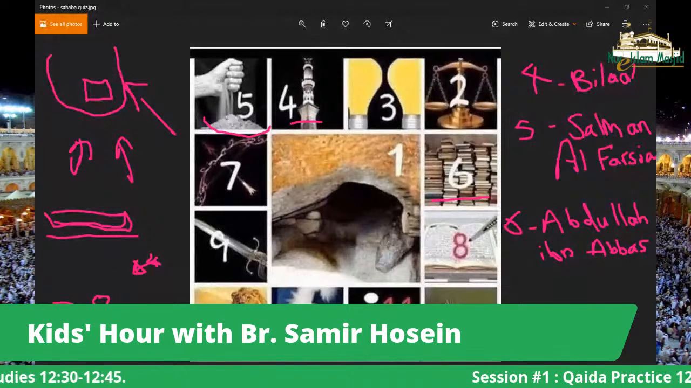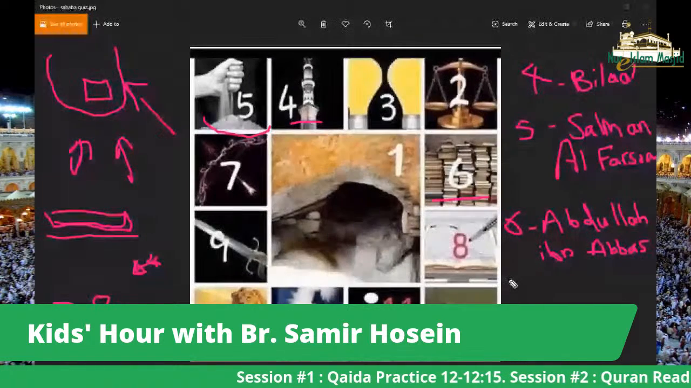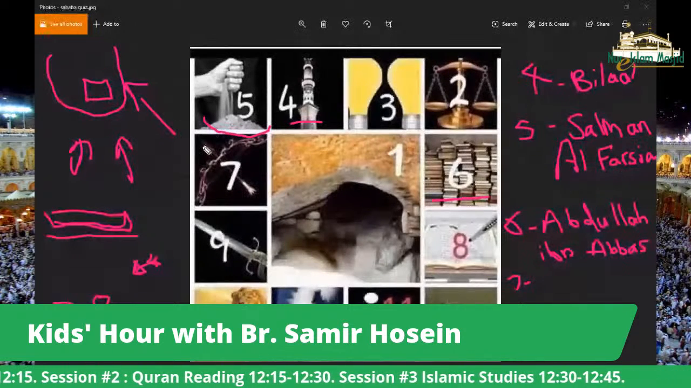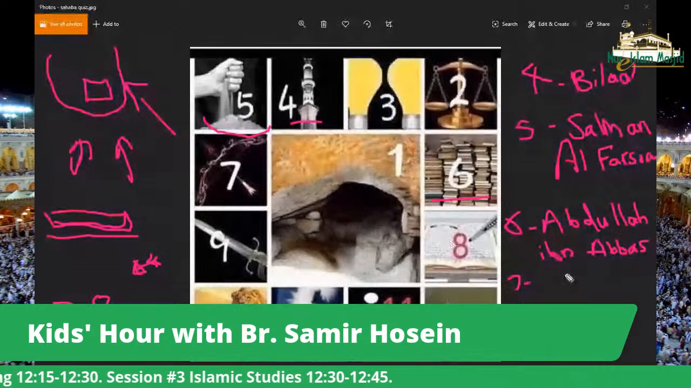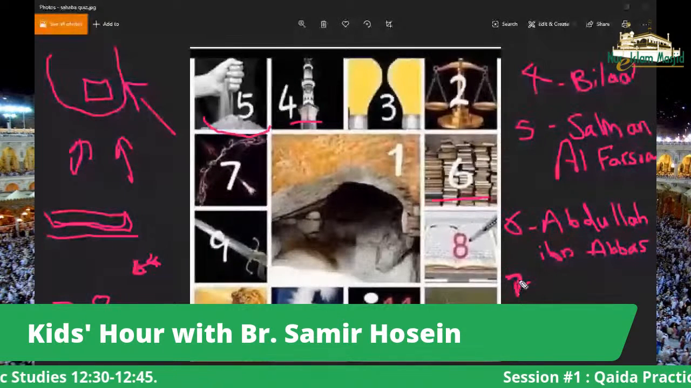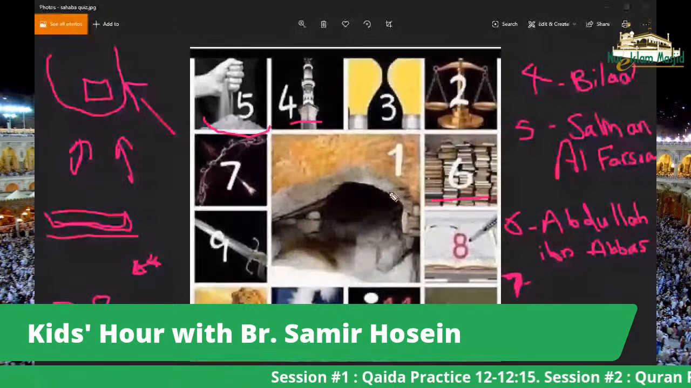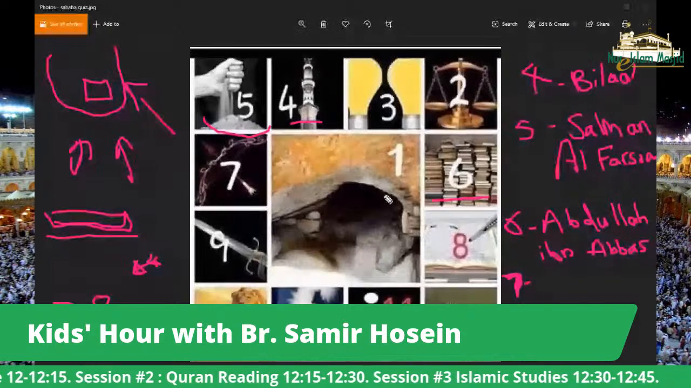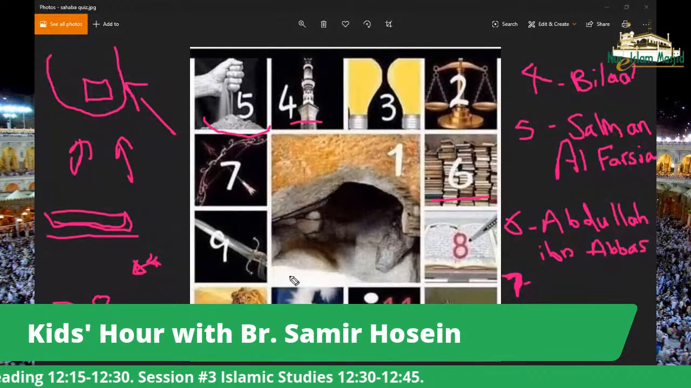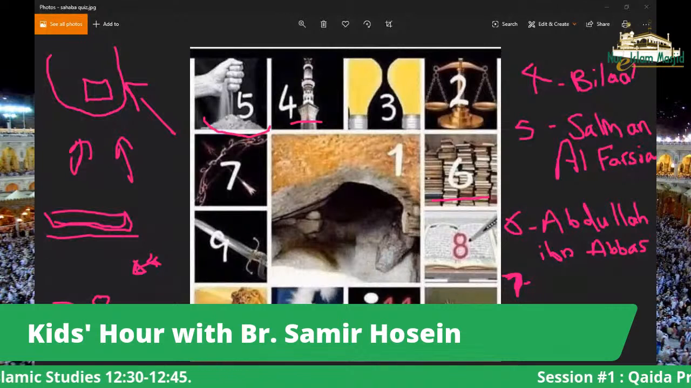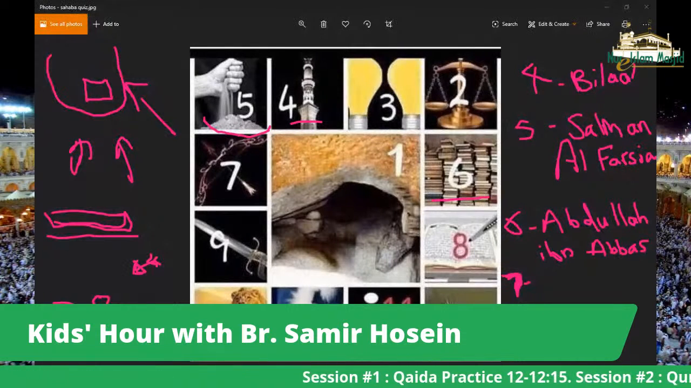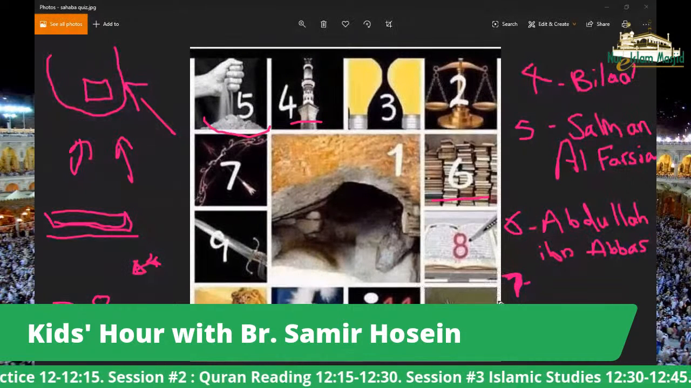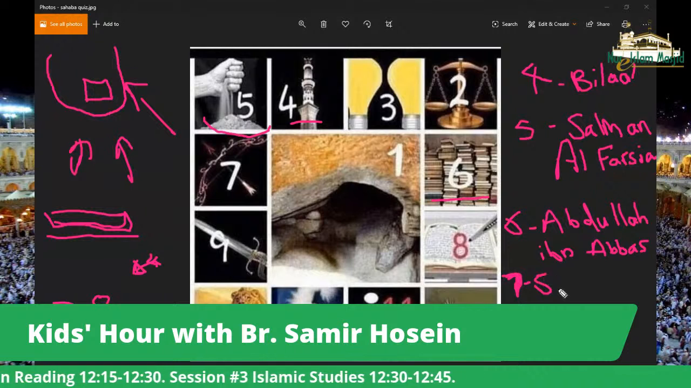Number seven. Number seven is a bow and arrow. Right? A bow and arrow. And there were many companions who used to shoot arrows. Remember, many things were sunnahs. There are sunnahs to participate in. Archery is one of them. And in terms of archery itself, it's a very, very good sport for people to get involved in, people to practice in. And there was a companion who was very, very good at archery, and he was named Sa'd ibn Abi Waqqas.